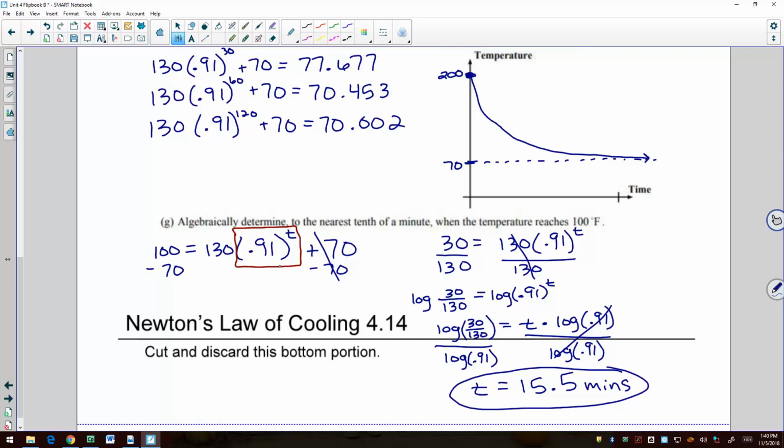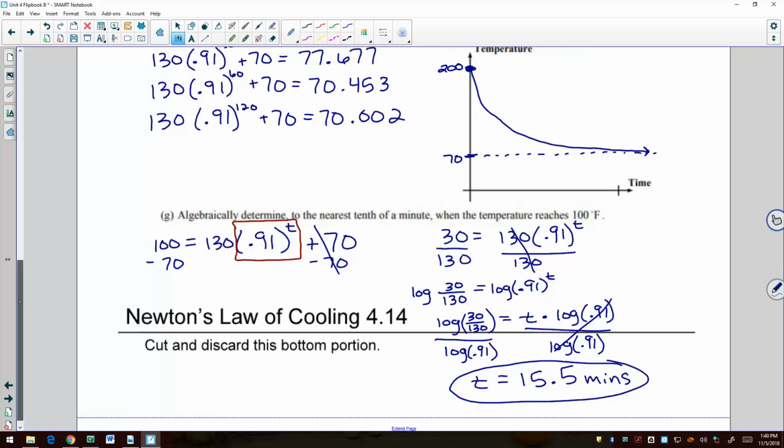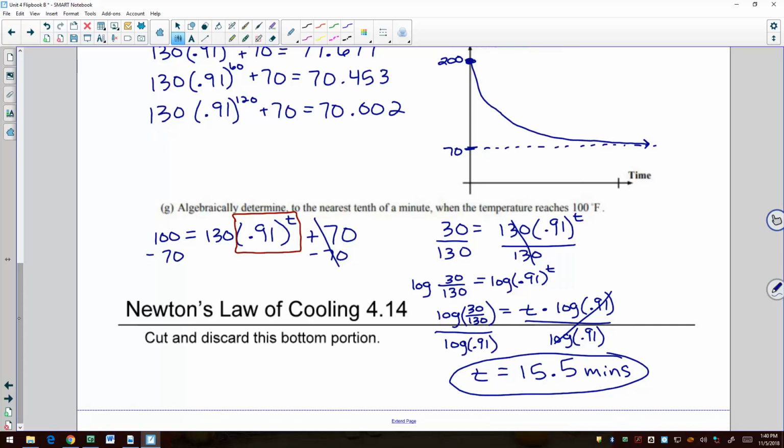Notice you don't have to understand Newton's law of cooling, but we did need to use logs to solve for how long it would take until we reached 100 degrees. So science uses math a lot in their formulas and solving. And that is it for lesson 14.4.